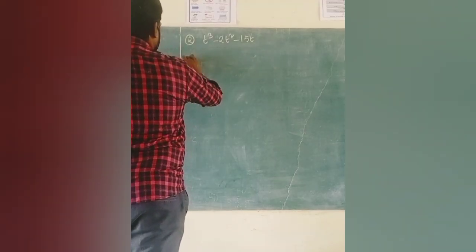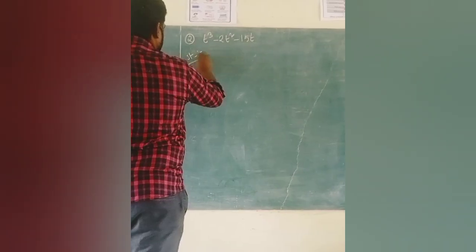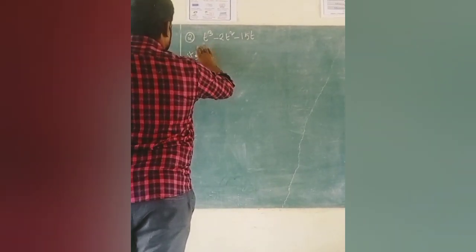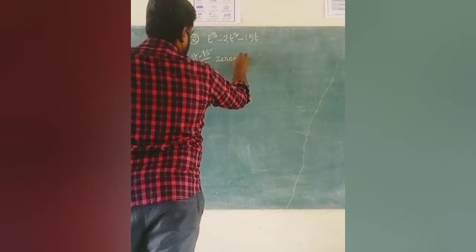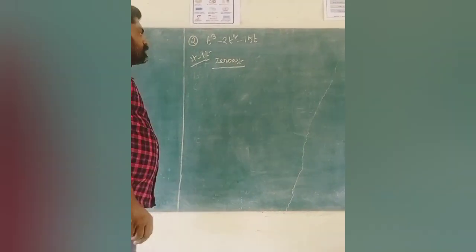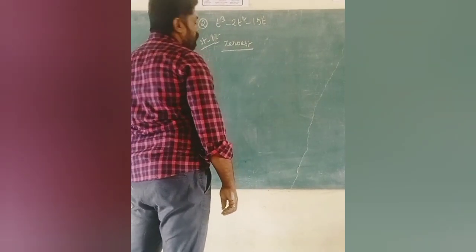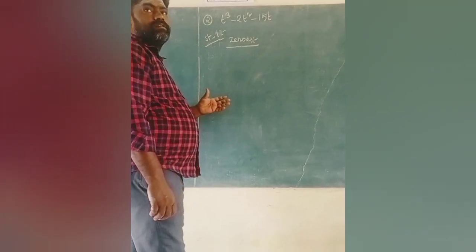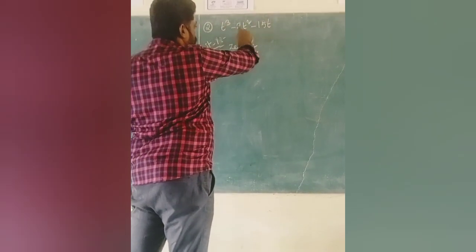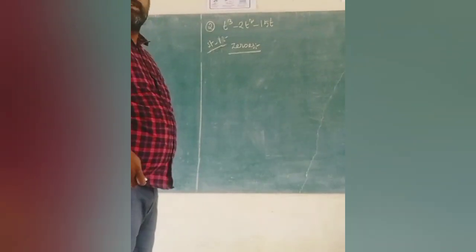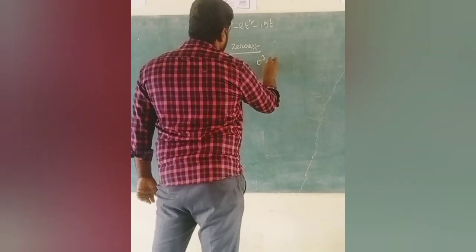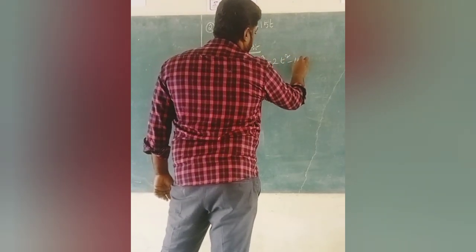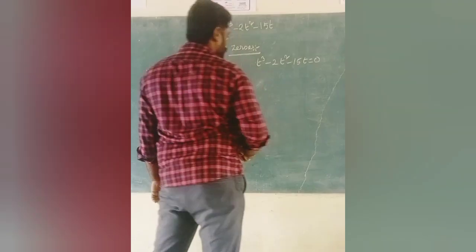Listen, step number 1, zeros we need to find. So how do you find the zeros? First of all, we take this equation, it is equal to 0. Then t cube minus 2t squared minus 15t is equal to 0.